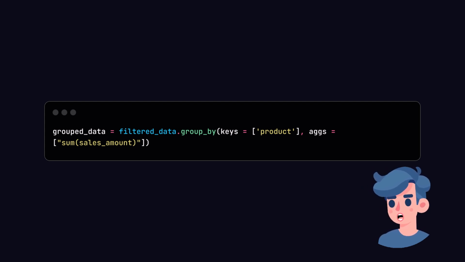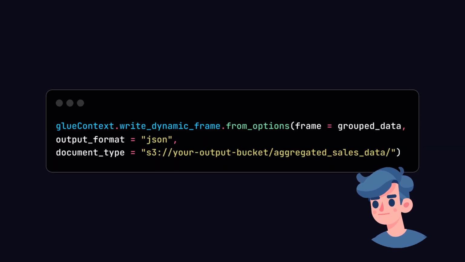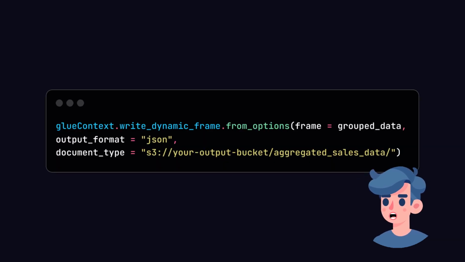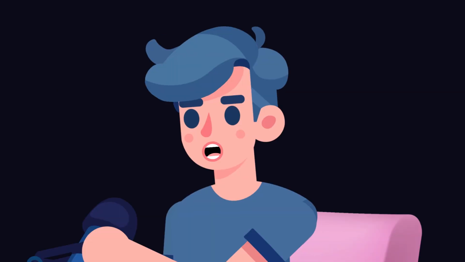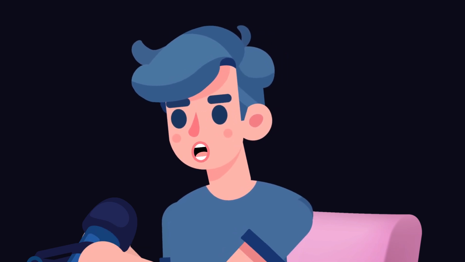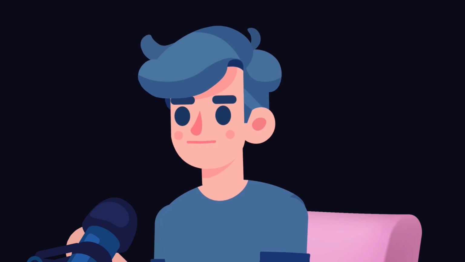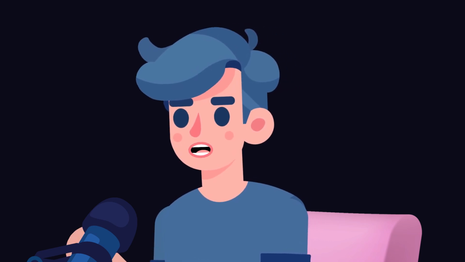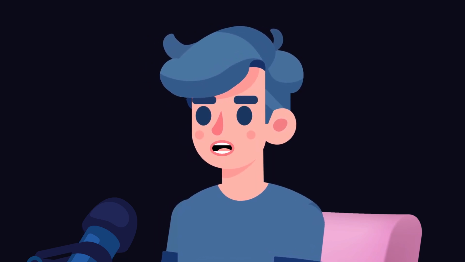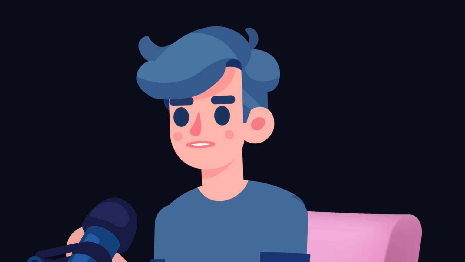Once we have filtered the data, we may want to perform some aggregations. Let's say we want to calculate the total sales and group by the product. With the transformation complete, the final step is to write the results back to an output destination. You can define your output location in S3. You can change the output format to CSV, Parquet, or any other supported formats according to your requirements. After finishing your script modifications, don't forget to save the job. Once your job is saved, you can run it to kick off your ETL process.